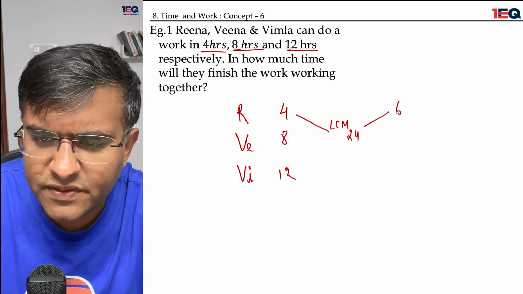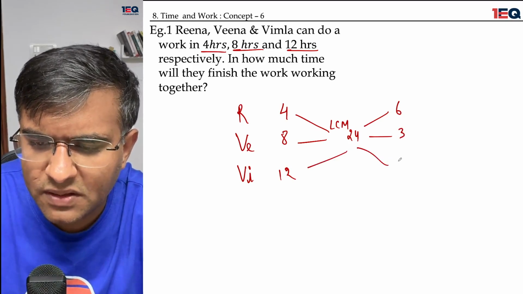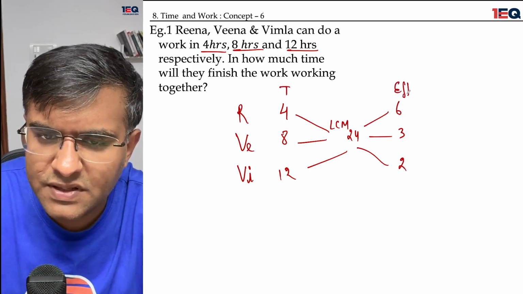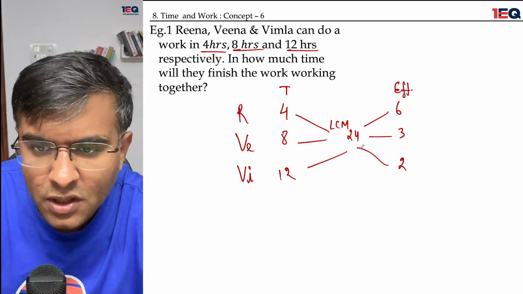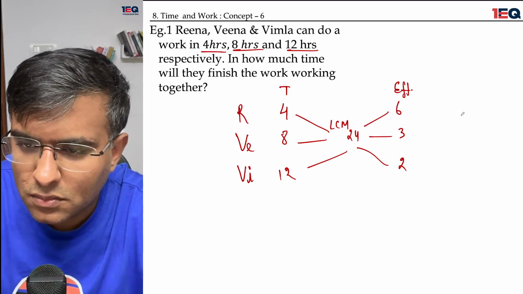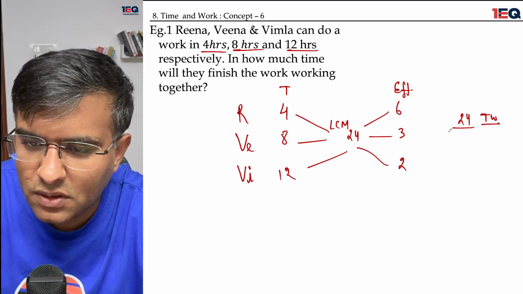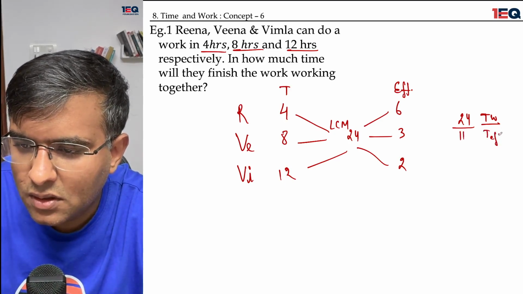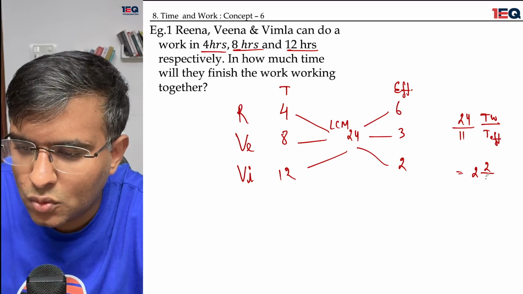24 divided by 4 gives me 6 efficiency. 24 divided by 8 gives me 3 efficiency. And 24 divided by 12 gives me 2 efficiency. These are the times and these are the efficiencies available to me. In how much time will they finish the work working together? I have 24 as my total work, and 6 plus 3 is 9, 9 plus 2 is 11. 11 is my total efficiency. So 24 upon 11, which is 2 and 2 by 11 days.